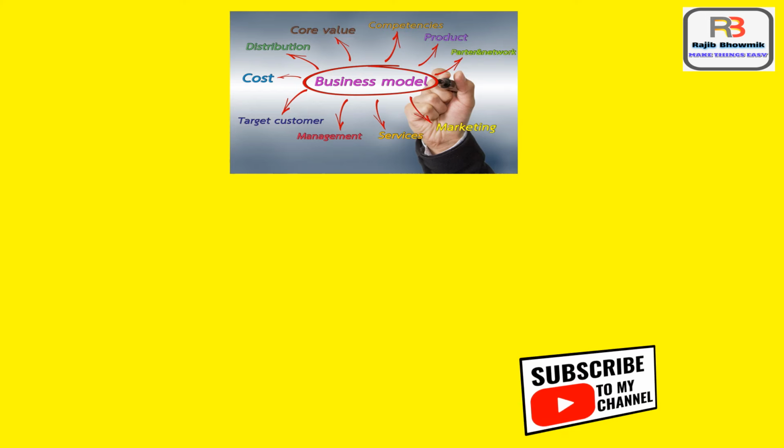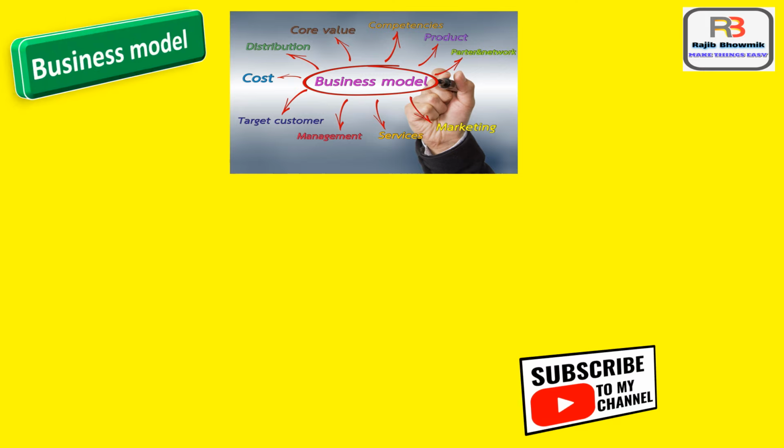So first, let us understand what is business model. A business model is the way that an entity sells its products or services to its customers. It describes how a business creates, delivers, and captures value. So there are 9 business models. Let us see those models.